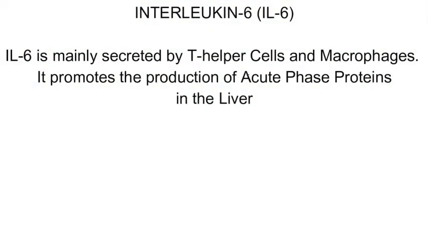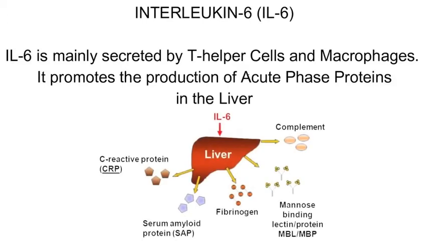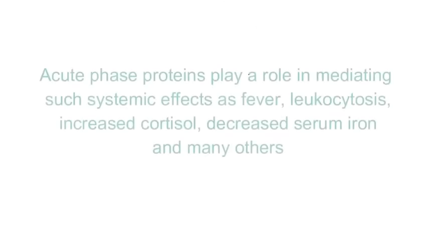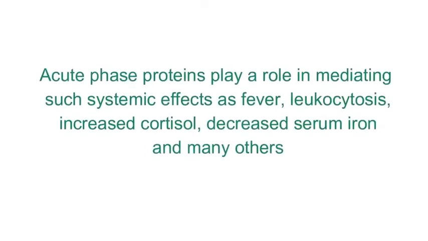Interleukin 6. Interleukin 6, mainly secreted by T helper cells and macrophages. It promotes the production of acute phase proteins in the liver, such as C-reactive proteins, serum amyloid proteins, fibrinogens, and mannose-binding lectin proteins. Acute phase proteins play a role in mediating such systemic effects as fever, leukocytosis, increased cortisol, decreased serum iron, and many others.